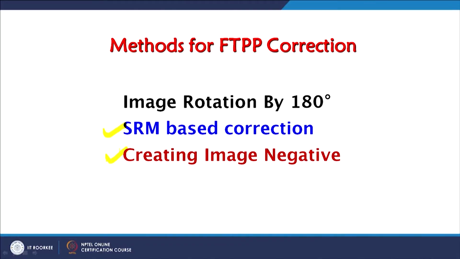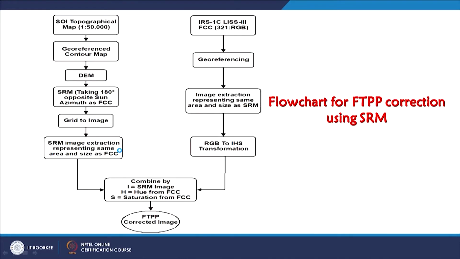Now, the third possibility which we have also developed is creating image negatives. Rather than using a digital elevation model and deriving a shaded relief model of our choice with appropriate sun azimuth and elevation, if we take a simple false color composite image and perform some image processing techniques, there too we can get rid of FTTP. So, examples from SRM and creating image negatives we are going to see now.